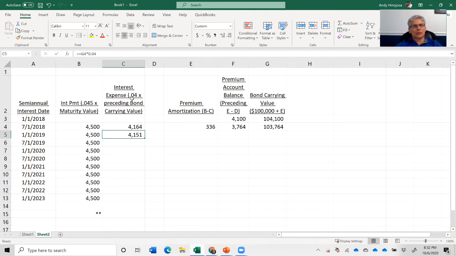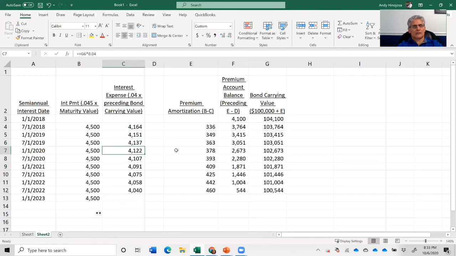103,764 multiplied by 0.04 will give us 4,151. Premium amortization 349. The premium balance 3,415, and the bond carrying value 103,415. From here we should be able to copy down the formulas.